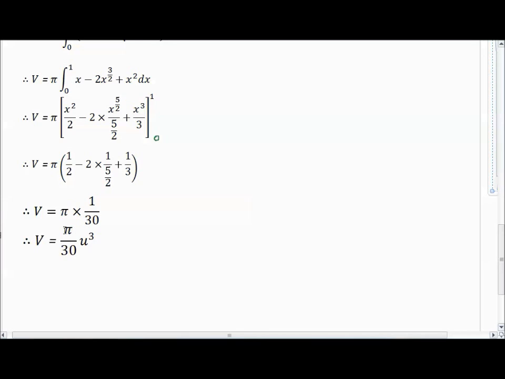Just tidying it up a touch, you know that we always express our answer in terms of cubed units because this is a volume problem, and we leave pi in our answer as well. Okay, that's considered to be an exact form, which is what we prefer.